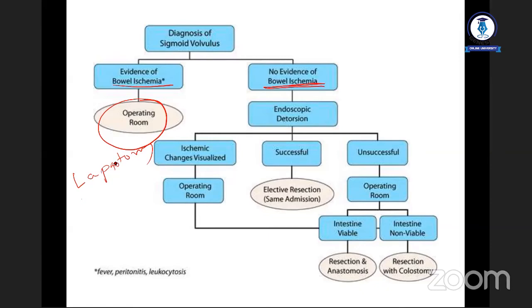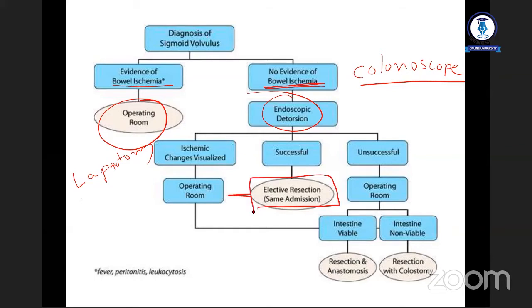Laparotomy. But if there are no signs of bowel ischemia, only abdominal distension is present, then conservative treatment would be the best choice of management. Initially, we go for endoscopic detortion. We use the colonoscope to untwist the colon. If it is successful, that's great. Then elective resection in the same admission.